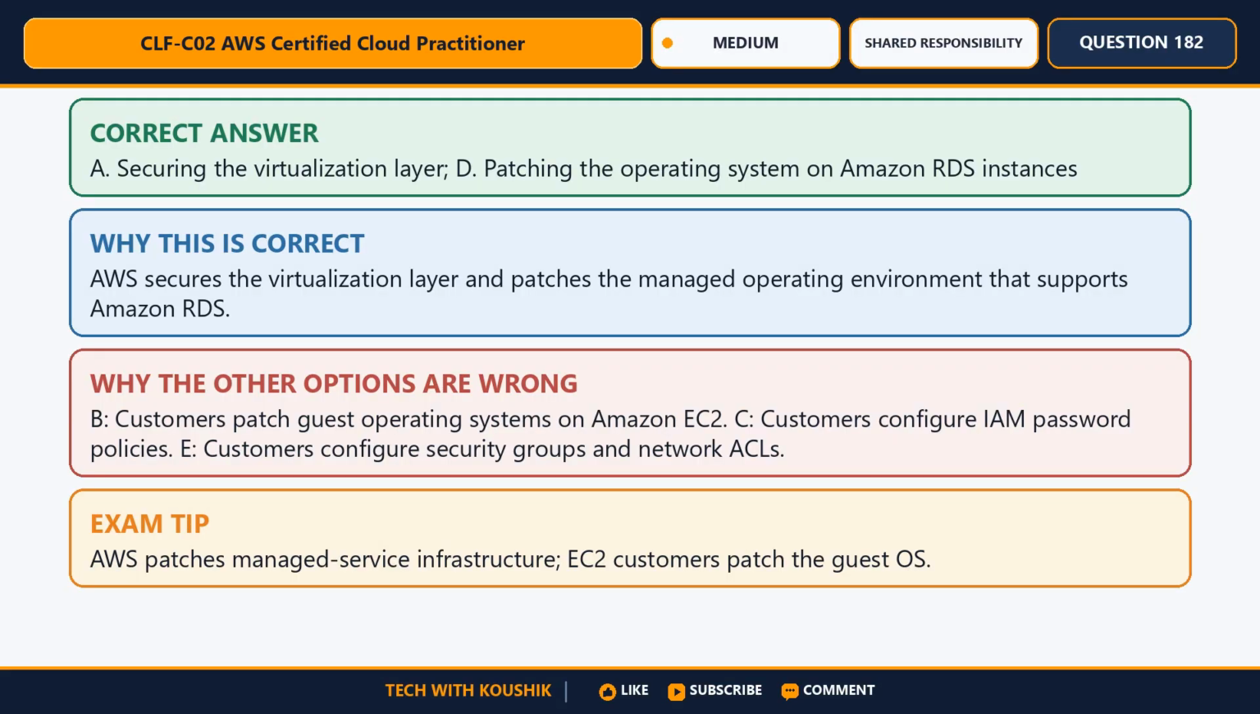The correct answer is A, securing the virtualization layer, and D, patching the operating system on Amazon RDS instances. Here is why. AWS secures the virtualization layer and patches the managed operating environment that supports Amazon RDS. Why are the other options not correct? B. Customers patch guest operating systems on Amazon EC2. C. Customers configure IAM password policies. E. Customers configure security groups and network ACLs. Exam tip. AWS patches managed service infrastructure, EC2 customers patch the guest OS.